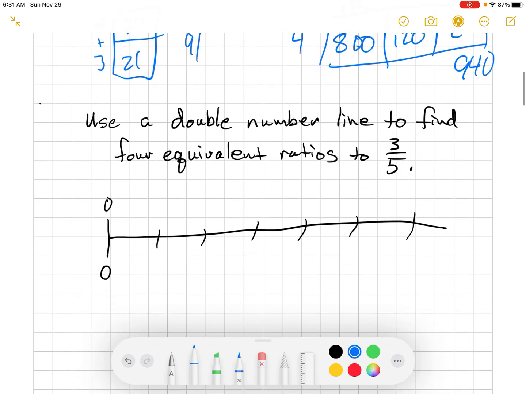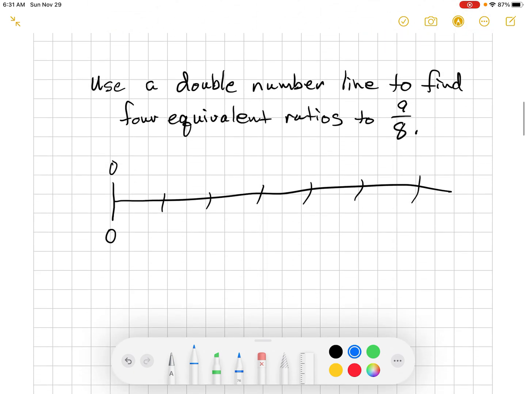So we're going to do a double number line to find 4 equivalent ratios to 3 to 5. I'm going to skip this one, and I'm just going to jump up to using the double number line to find 4 equivalent ratios to 9 to 8. 9 to 8. So what we can do with our double number line is put that 9 here over 8. I don't know what that is. Maybe that's 9 boys to 8 girls, or 9 Snickers to 8 Reese's. I don't know, but something, right?